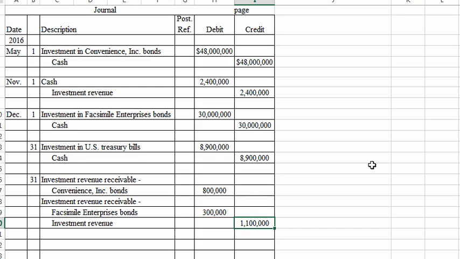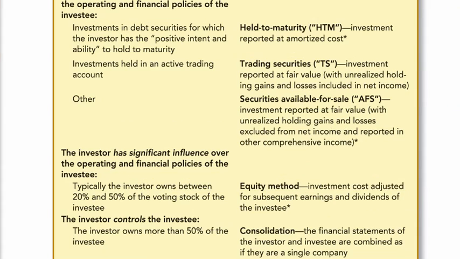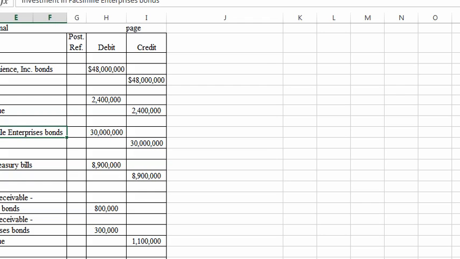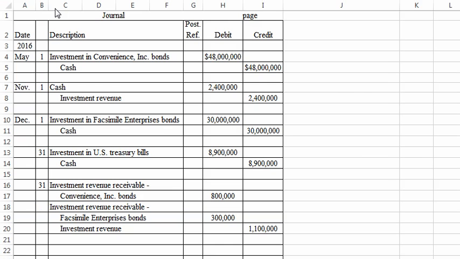or $1.1 million. You guys, we're not going to mark these investments in bonds to market where we have the intent and ability to hold them to maturity. Those are classified, remember, as held to maturity securities, and they're reported at their amortized cost. Okay, so this takes care of your journal entries for exercise 12-2. If you have any questions, please be in touch with me. Thanks a lot.